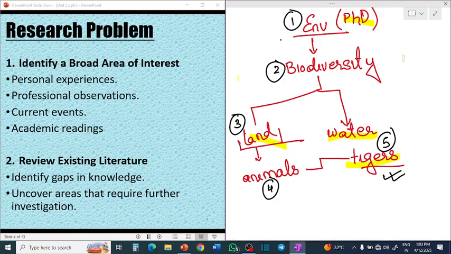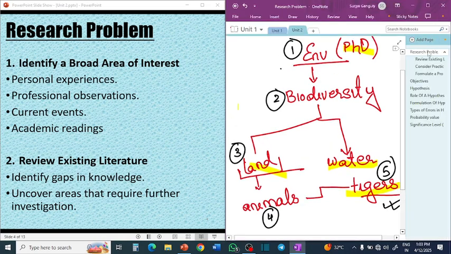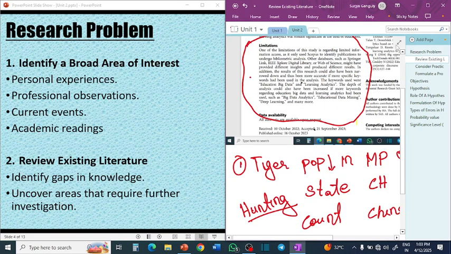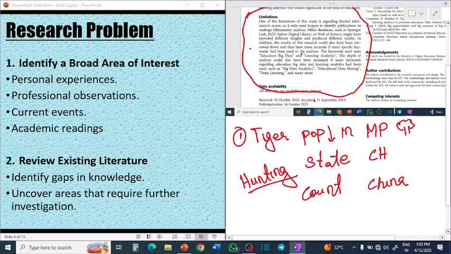Second, we have to review the existing literature. When you do your PhD, you will read a number of articles. In each of the articles, at the end, you will see a section called limitations. You have to go to the limitations and study which areas further research can be done upon. Like, suppose tigers' population is decreasing in Madhya Pradesh, so you can do further research on that.